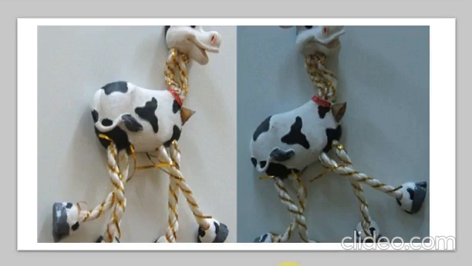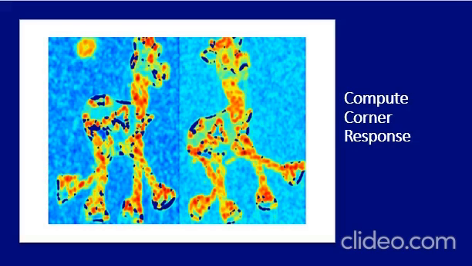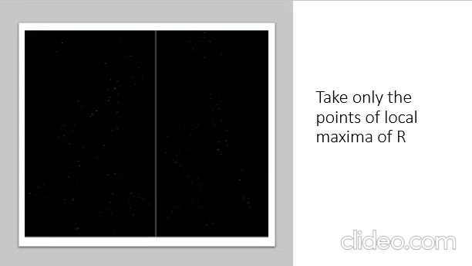Let's consider these two images. First of all, we will compute the corner response, which is shown in these images. The next step is to find the points where the corner response R is greater than the threshold. The third step is to take only the points of local maxima of R. If the pixel value is greater than its neighbors, then it is a local maximum.